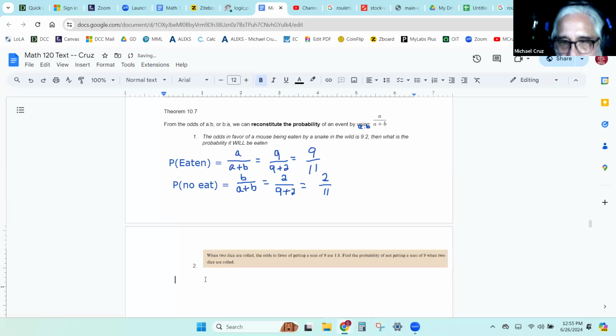All right, so when 2 dice are rolled, the odds in favor of getting a sum of 9 are 1-8.